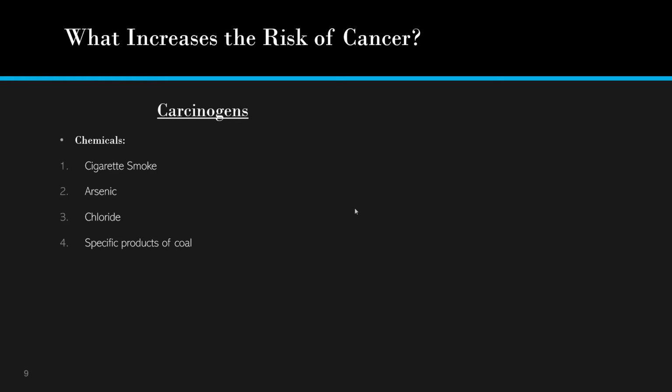Here's some things that can show the risk of cancer, what increases it. Chemicals. Chemicals are all around us. We breathe them in every day. There's cigarette smoke, which has been known to lead to throat cancer, lung cancer, and then there's dipping, which is common in the South, and that leads to mouth cancer. And arsenic, chloride, those are just two other chemicals that we see a lot. And then specific products of coal that we just breathe in, and then it gets lungs, throat, etc.